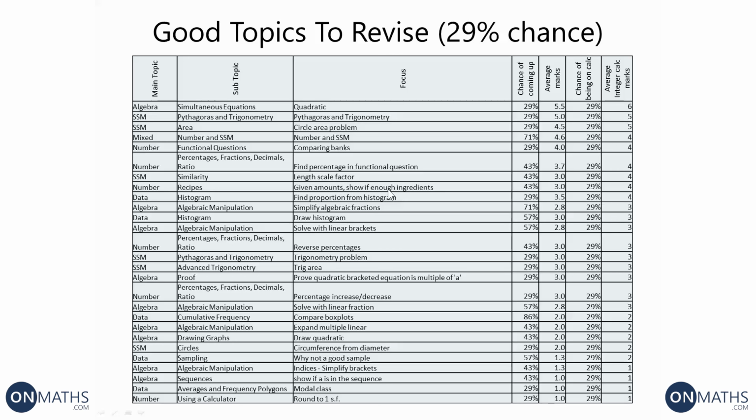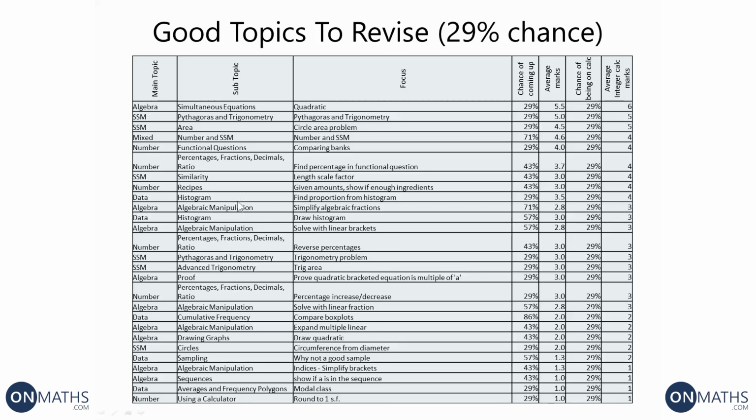Recipes will be maybe one of the first few questions. So, just like scale factor, you've got to work out, if the first one's a recipe for 20 people and you want it to be a recipe for 30 people, you do 30 divided by 20, which is 1.5, and you'll times all the ingredients by 1.5.